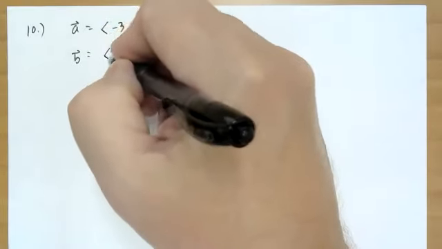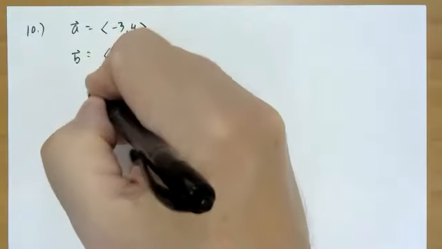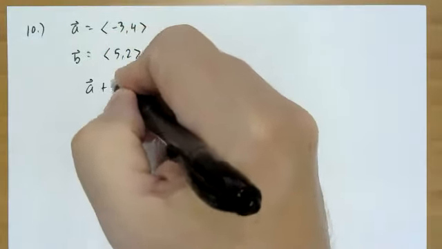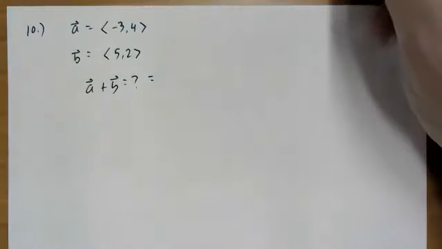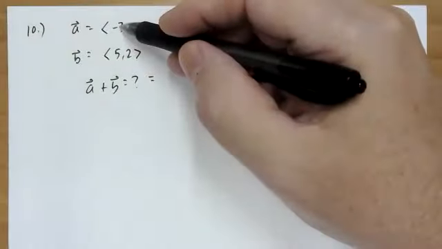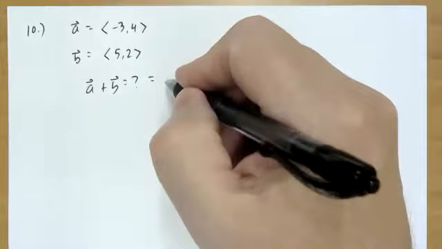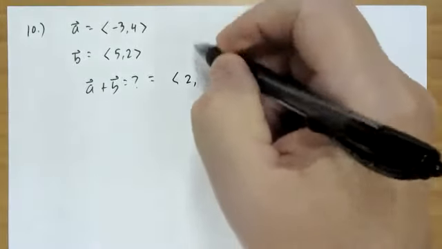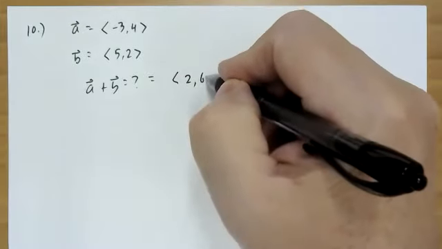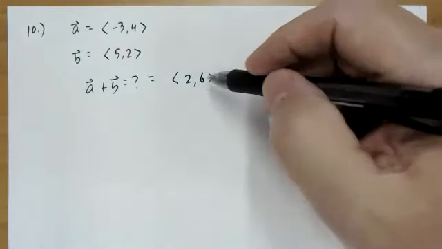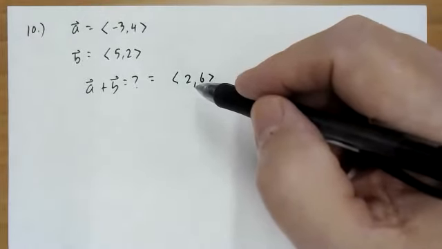Vector B is 5, 2. Now the first thing they ask for is to add the 2 vectors together. It's pretty straightforward, right? Adding vectors, you add the X parts: -3 plus 5 is 2. And then you add the Y parts, 4 plus 2 is 6. So A plus B is simply 2, 6.